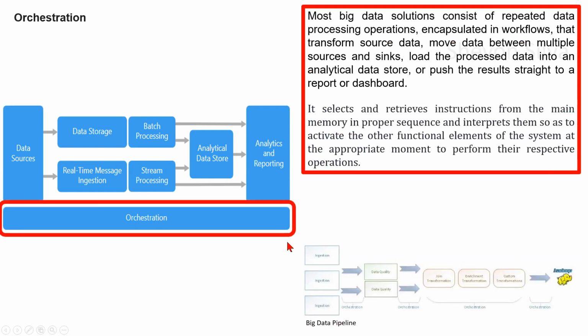Now we are focusing on orchestration. Most big data solutions consist of repeated data processing operations encapsulated in workflows that transform source data, move data between multiple sources and sinks, load the processed data into an analytical data store, or push the results straight to a report or dashboard. It selects and retrieves instructions from the main memory in proper sequence and interprets them so as to activate the other functional elements of the system at the appropriate moment to perform their respective operations.